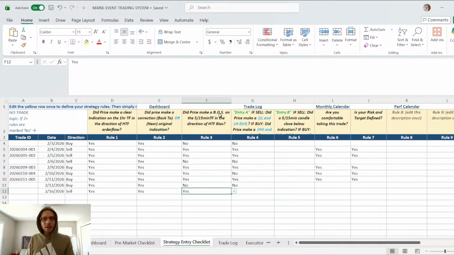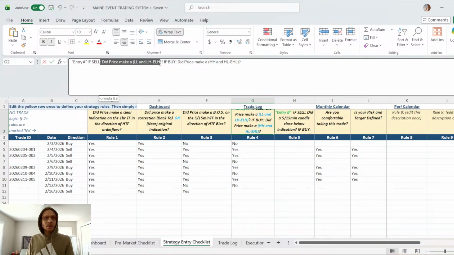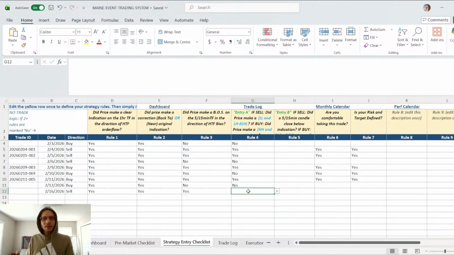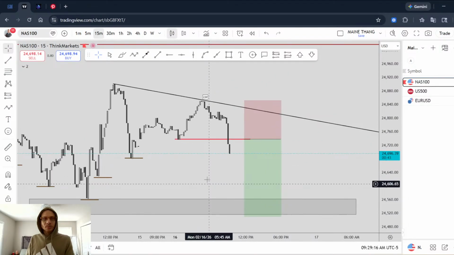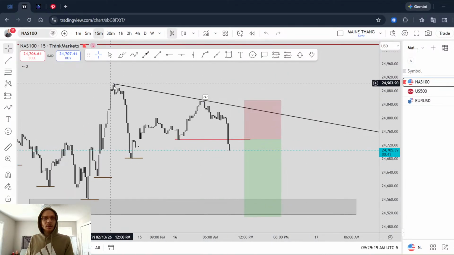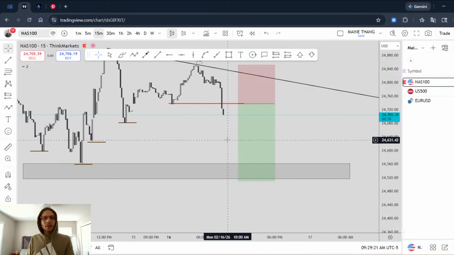So again, we got that breaker structure on the 15-minute time frame in the direction of the higher time frame. So that's the 1 hour and the 4 hour. Yes and yes. And so now we're just waiting on if sell, price makes a lower low and a lower high. So we know we have a lower high, because this high is lower than that high. We're creating a lower low.